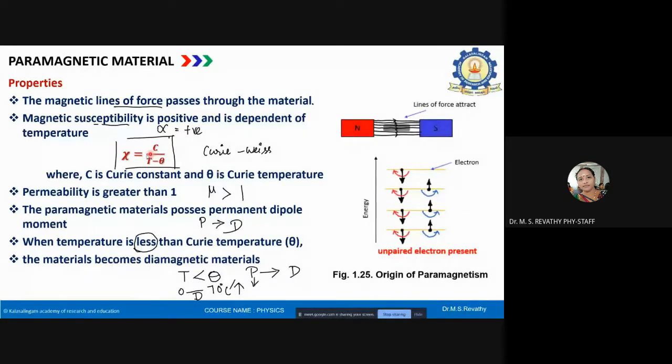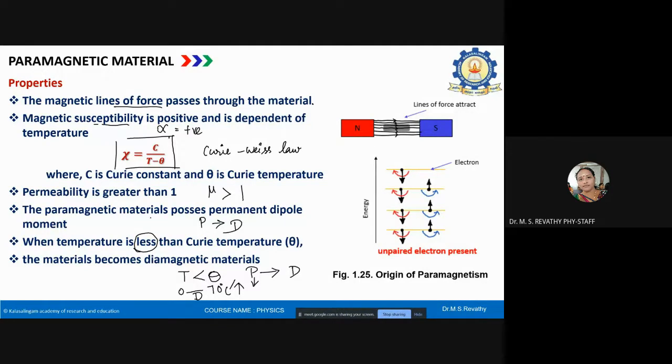I have just given you a new equation here, that is susceptibility is equal to C divided by T minus theta. Here, this equation is referred to as Curie-Weiss law. It's a law that connects susceptibility and temperature. Here the susceptibility value is positive because it easily accepts the lines of force. And C is called the Curie constant, theta is the Curie temperature. Then the permeability is greater than 1 here.